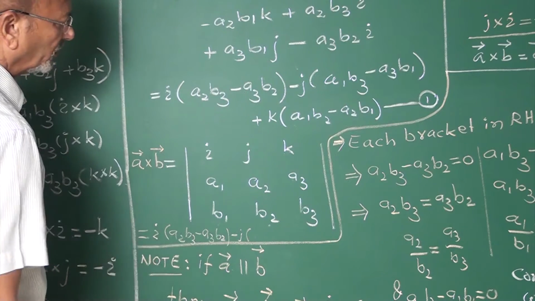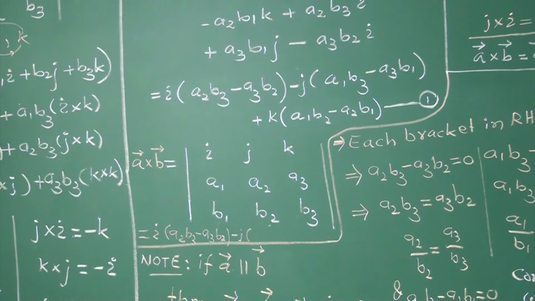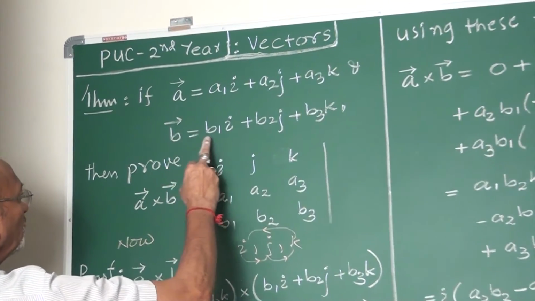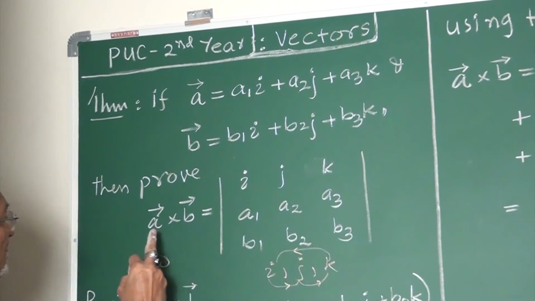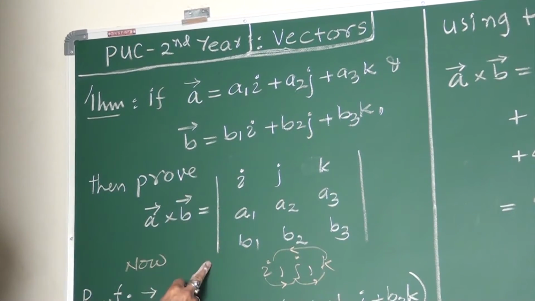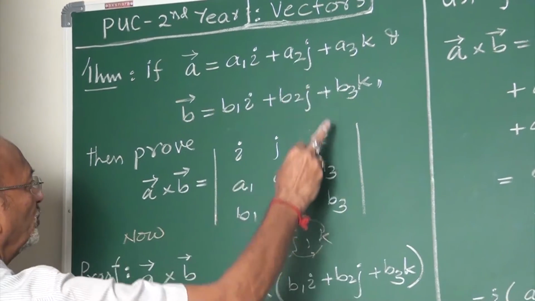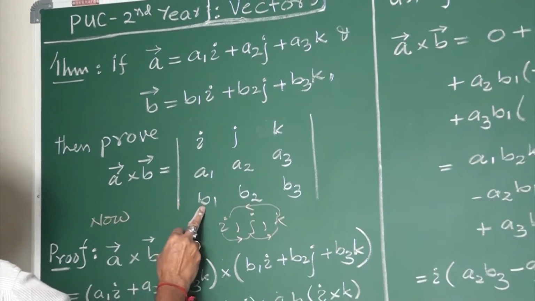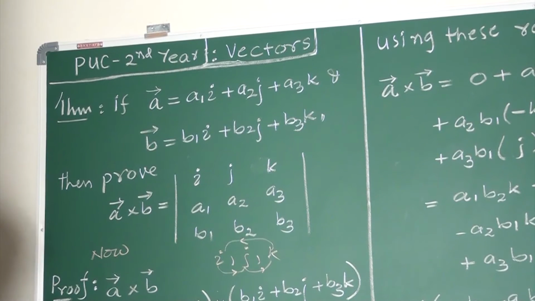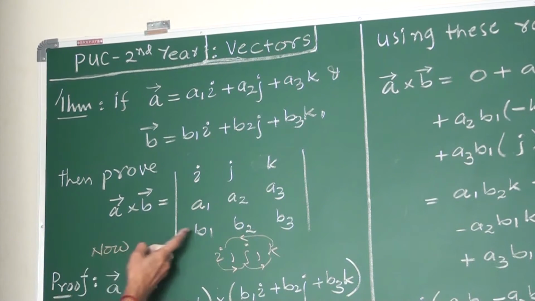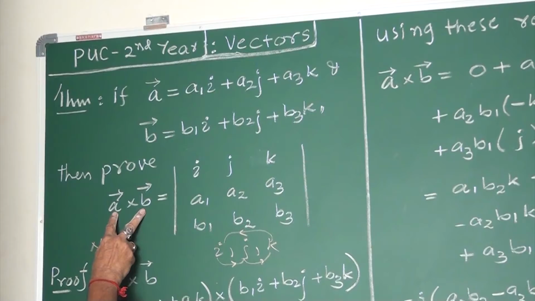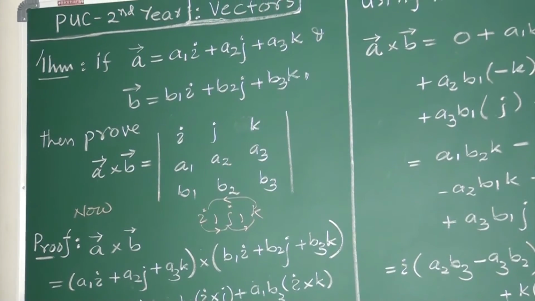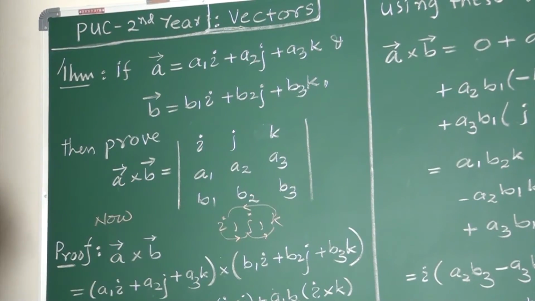It is very easy to remember. How to remember, my friends? If vector a equals a1 i plus a2 j plus a3 k, and vector b equals b1 i plus b2 j plus b3 k, then a cross b is a determinant whose first row is the unit vectors, second row the scalar components of the first vector, third row the scalar components of the second vector. This formula helps us find the value of a cross b when the vectors are given in terms of their components. My friends, hope it is clear.